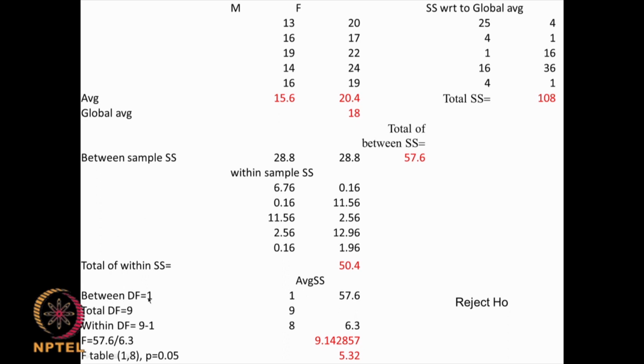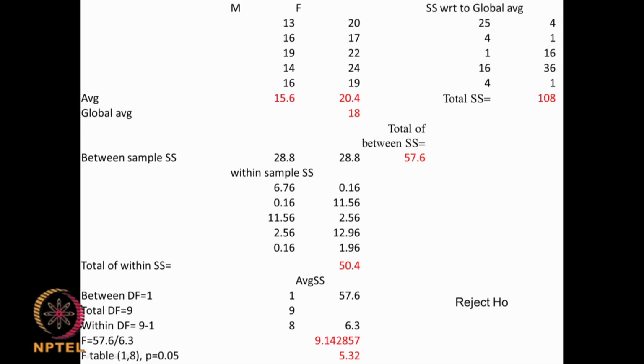Now between, because we have 2 groups, the degrees of freedom is 1, okay, and for the total as I said the degrees of freedom is 9, for within 9 minus 1 is 8, and the F ratio will be 57.6 divided by 1, that is the average 57.6. Here it is 50.4 divided by 8, that comes to 6.3. So, the F ratio is 57.6 divided by 6.3, that comes to 9.14.